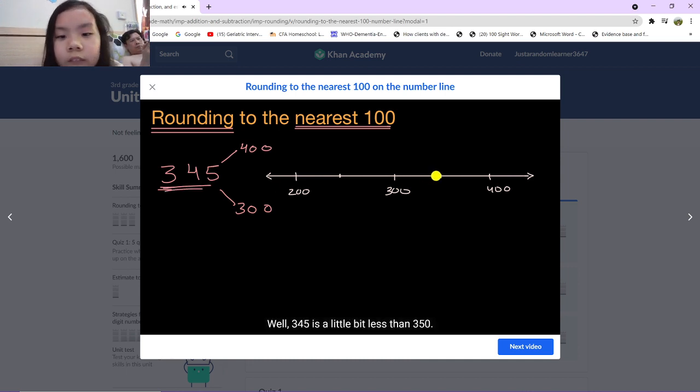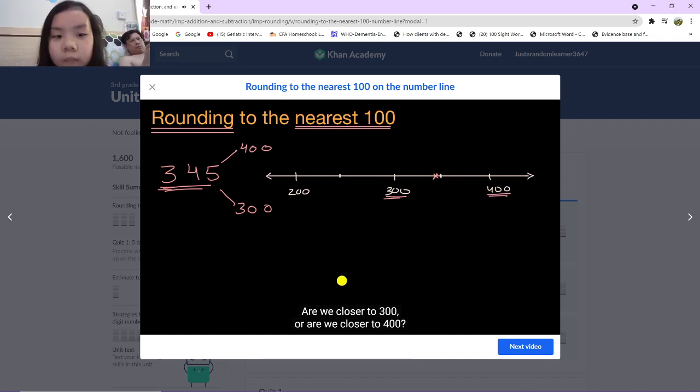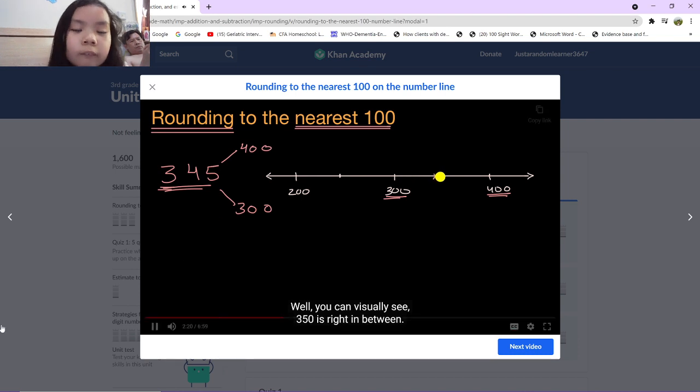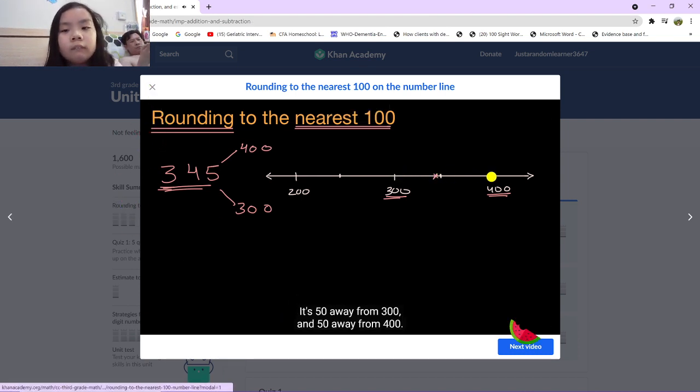Well, 345 is a little bit less than 350. It's going to be roughly right over there. So which 100 is it closer to? Are we closer to 300 or are we closer to 400? Well, you can visually see 350 is right in between. It's 50 away from 300 and 50.